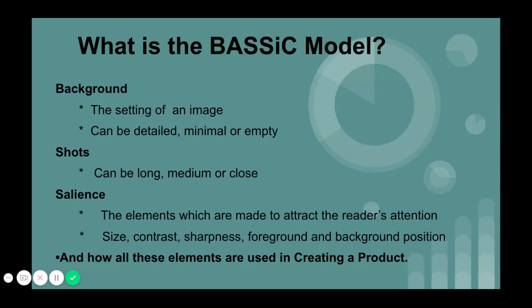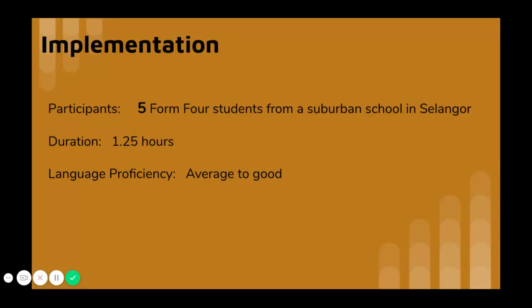The shots, which are usually popular in photography, can be long, medium, or close shots, for example. And the salience here are the elements which are made to attract the reader's attention. When you look at a particular visual, what is that which attracts you? Is it the size, contrast, sharpness, foreground, and background position? And finally, we look into how all these elements are used in creating a product, how these elements cohere, and in this context, for the students to write poems.